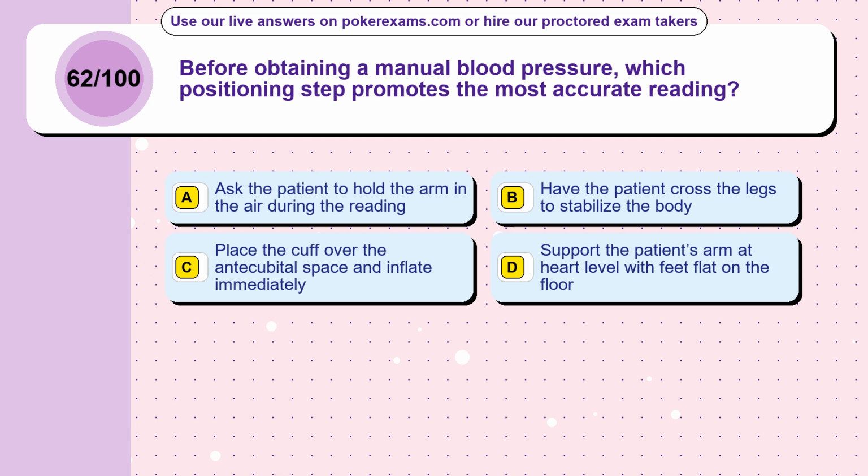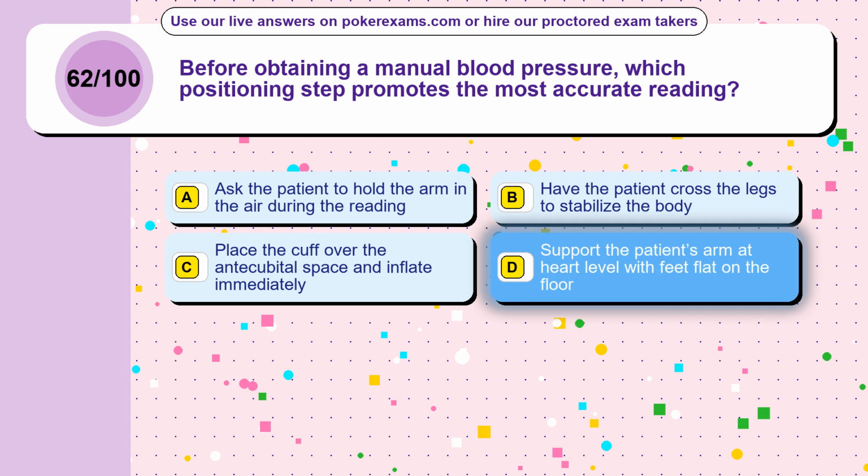Question 62. Before obtaining a manual blood pressure, which positioning step promotes the most accurate reading? Option A. Ask the patient to hold the arm in the air during the reading. Option B. Have the patient cross the legs to stabilize the body. Option C. Place the cuff over the antecubital space and inflate immediately. Option D. Support the patient's arm at heart level with feet flat on the floor. The correct answer is option D. Support the patient's arm at heart level with feet flat on the floor.